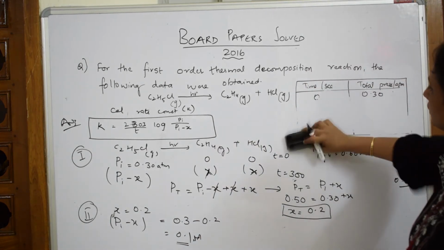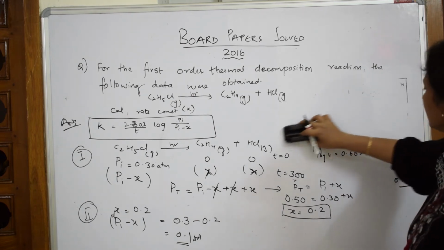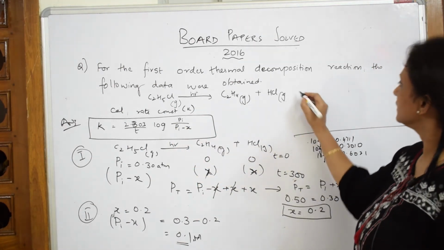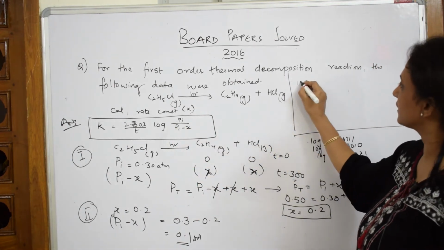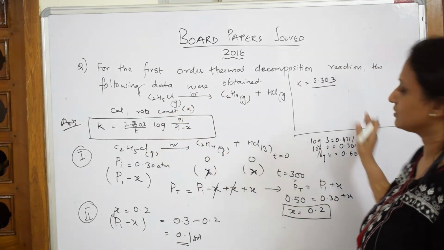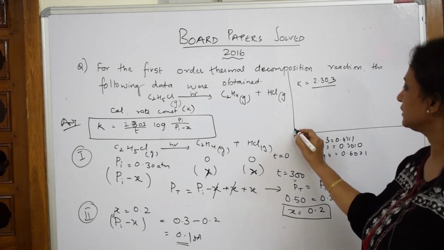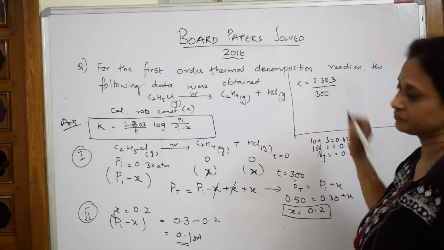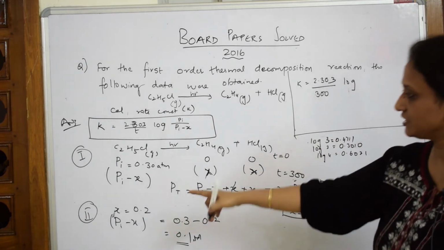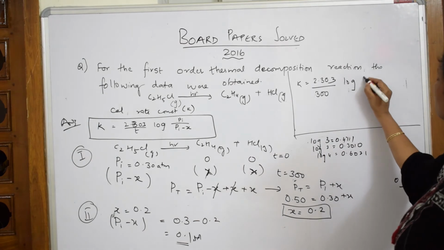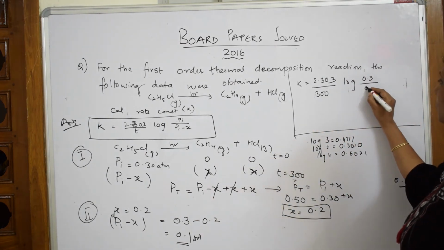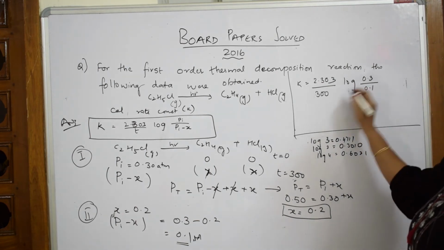So what I'm going to do, I'm going to erase this part now and observe carefully. I'm going to solve this whole thing using this. I'm going to apply this. So what should I find? K is equal to 2.303 by T. How much is T? I think I've got 300, correct? Into log. What is Pi, which I initially have? Pi I have is 0.3, divided by what is Pi minus X?